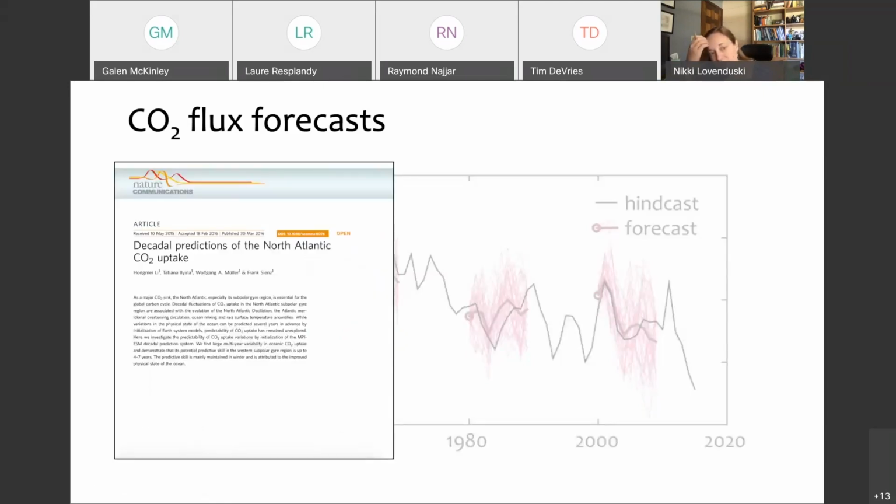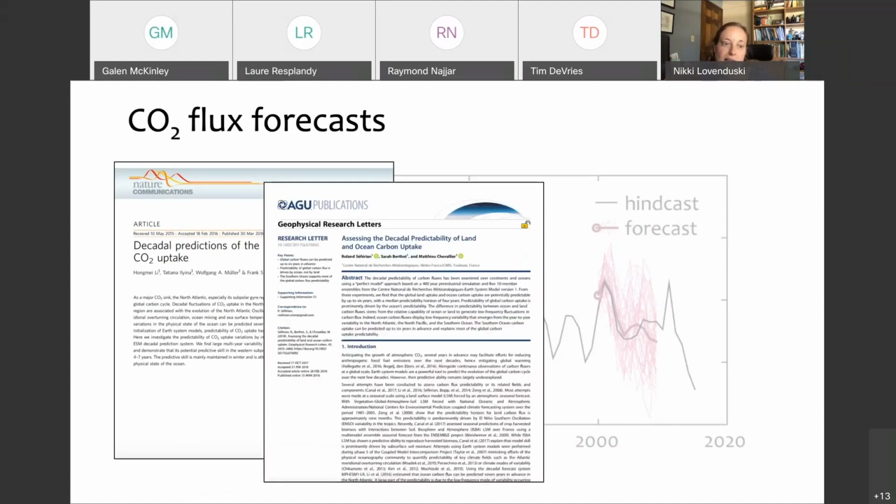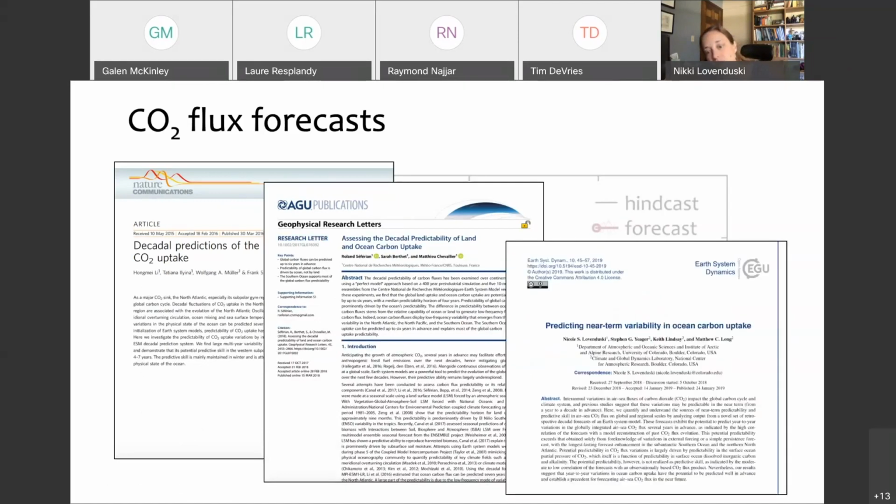There are a number of studies that have been published using Earth system models to make decadal predictions of carbon uptake by the ocean. This is one by Hung Mei Lee that was published in 2016, focused on the North Atlantic. Next slide, please. This is one by Roland Zafarian that uses a CNRM model framework and focuses on both ocean and land carbon uptake. Next slide, please. And this one that I contributed to Earth System Dynamics last year is represented by the figure that I just showed you, using the CESM decadal prediction system. Next slide, please.